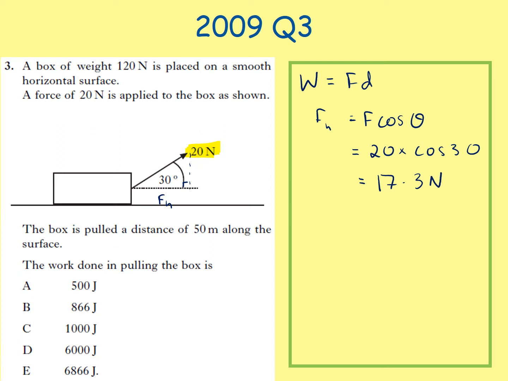We can plug this into our work done equation. So we've got 17.3 multiplied by the distance, which is, we can see in the question just there, that's 50 meters. And this gives us a final answer of 866 joules, which is answer B.